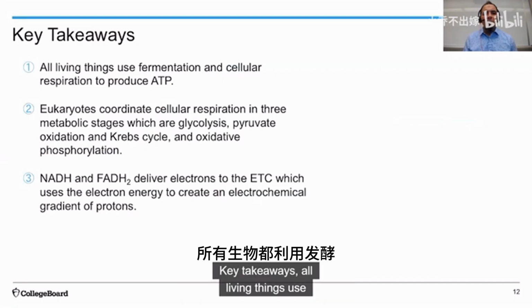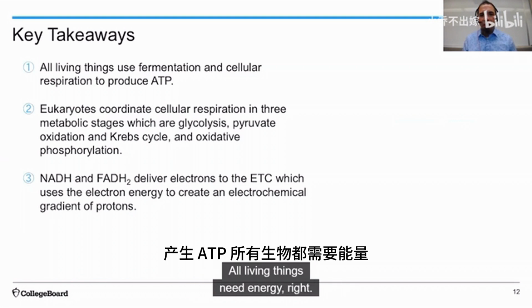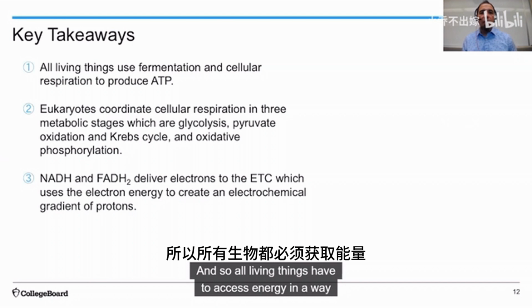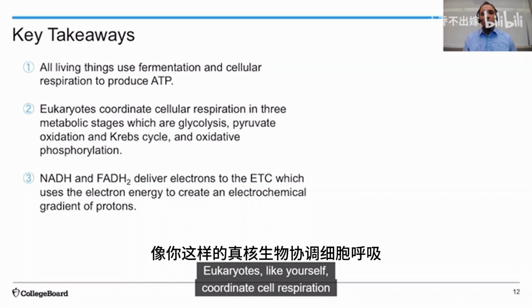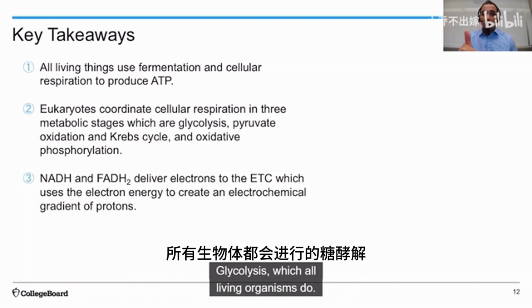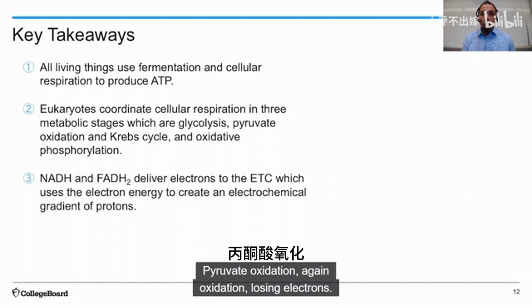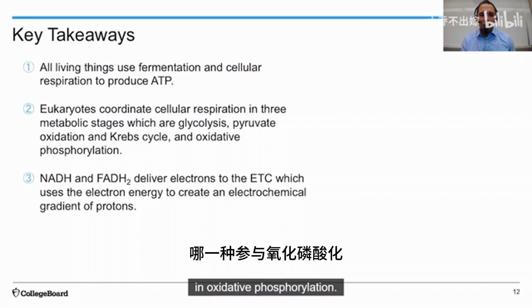Key takeaways: all living things use fermentation and cellular respiration to produce ATP. All living things need energy, right? And so all living things have to access energy in a way that is sequential and not wasteful. Eukaryotes, like yourself, coordinate cell respiration in 3 metabolic stages. Again, you can go back maybe a minute or two in the video. Glycolysis, which all living organisms do. Pyruvate oxidation, again, oxidation, losing electrons. And the Krebs cycle, which kind of go together, and oxidative phosphorylation.